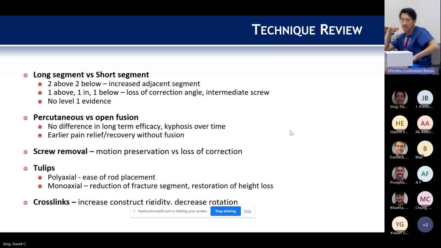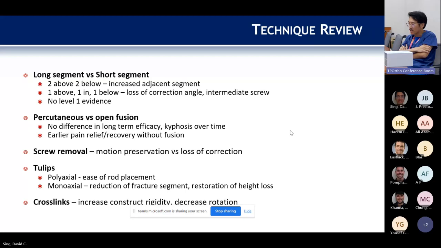Maybe it's something you consider in younger people. I think the indications for that aren't very clear to me. And then the use of polyaxial tulips is generally preferred to make rod placement a little bit less futzy, in terms of being able to have some wiggle room with medial-lateral rod placement if your heads aren't perfectly lined up.